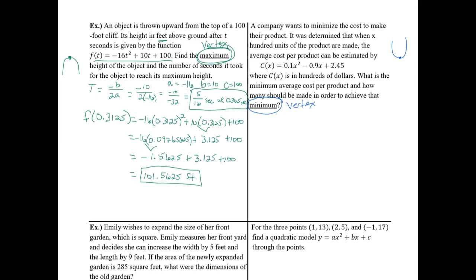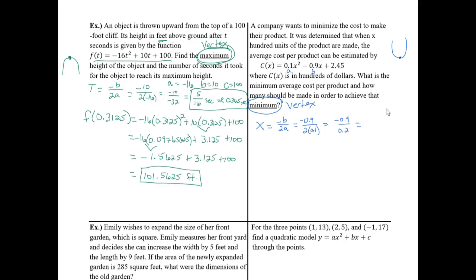Okay, so max or min, you need to find the vertex. In this case, X is hundreds of units of the product. So the input here is X, and that's going to give us how many products we need to make to reach that minimum cost. So still using the vertex formula, negative b over 2a, and b is negative 0.9, a is 0.1. So negative 0.9 divided by 2 times 1/10. 2 times 1/10 is just 2/10.